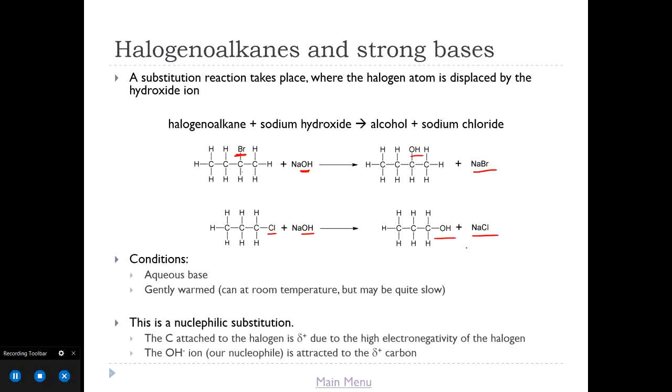And again, we call this a nucleophilic substitution because the halogen is being replaced by the nucleophile, which is the hydroxide group in this case, to produce an alcohol.